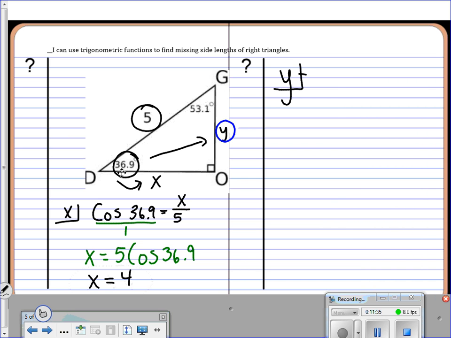Put me on pause. See if you can write the trig function that relates opposite to hypotenuse to this angle. Write the equation, and then you can come back and check to see if you got the right equation and how to do the cross multiplication, or do the whole thing on your own.